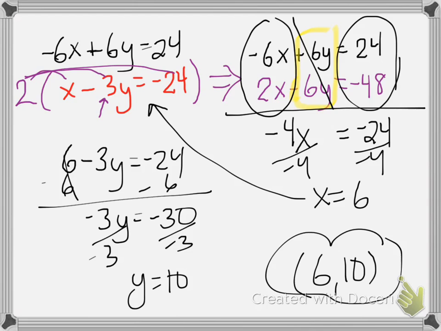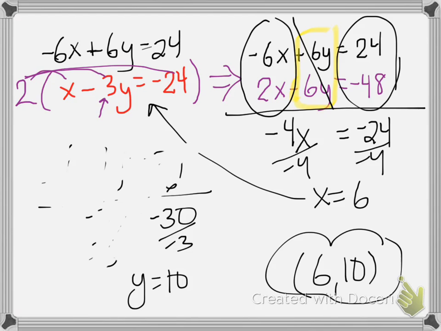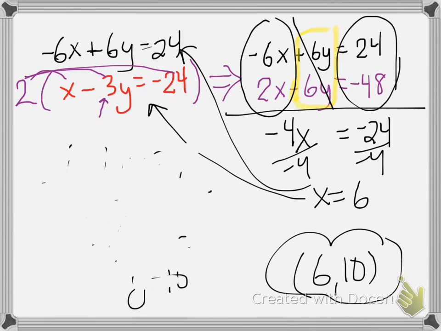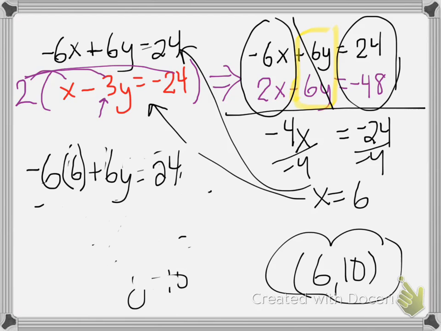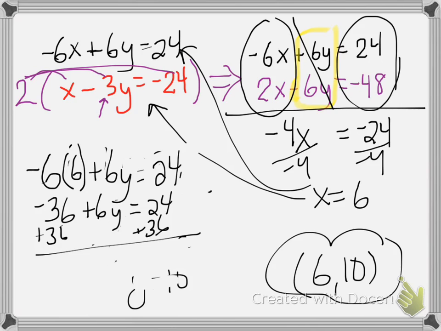I could have chosen the other equation. Let me do this real quick just to make sure. I could have chosen this equation, and it would have looked like this: negative 6 times 6 plus 6y equals 24. That gives me negative 36 plus 6y equals 24. I'm going to take 36 and move it over. This is getting sloppy, sorry.